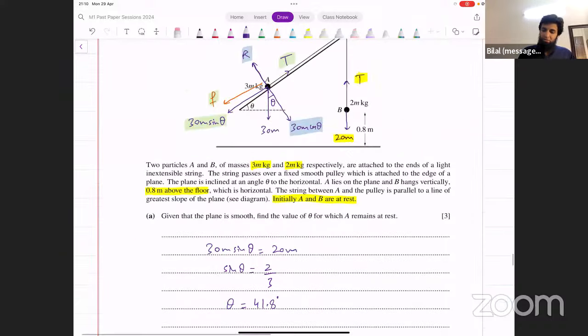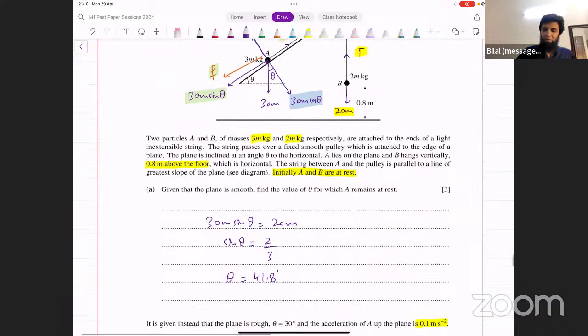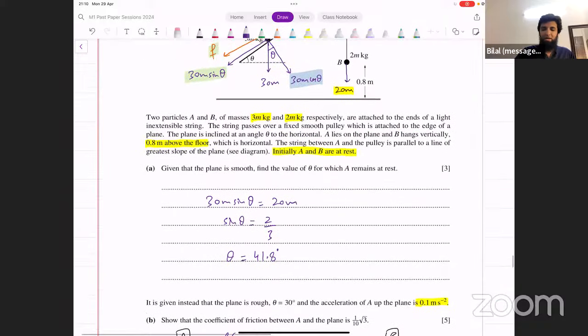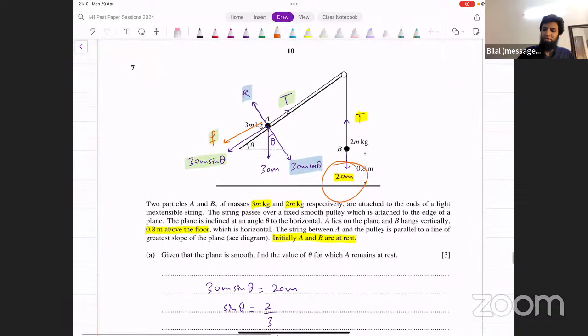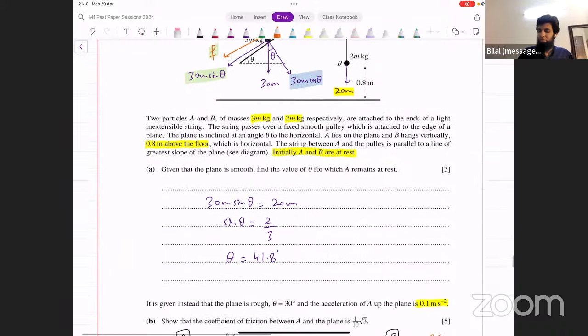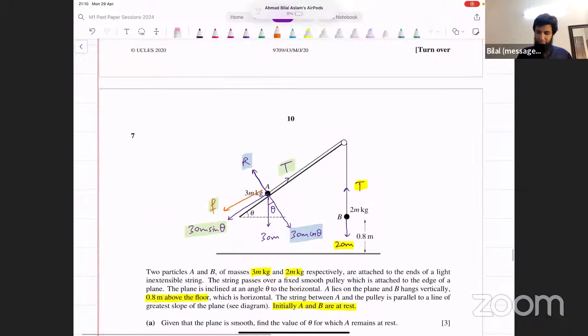Let's talk about B now. B is moving down the plane, right? For B, the forward force is 20m. Let's use resultant force equals mass into acceleration on that as well. Forward force is 20m, backward force is tension. B is moving downwards, not down the plane, it's moving downwards. 20m is forward, T is backwards. That equals the mass of B, which is 2m.